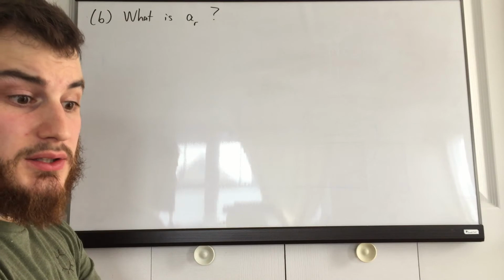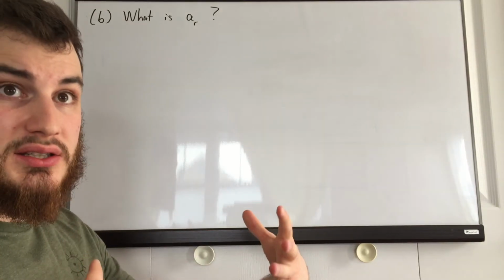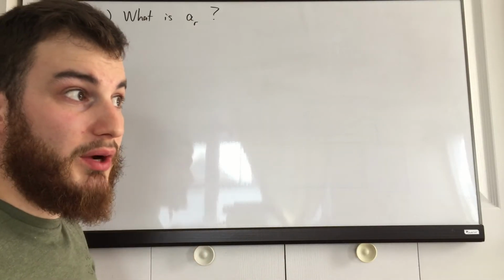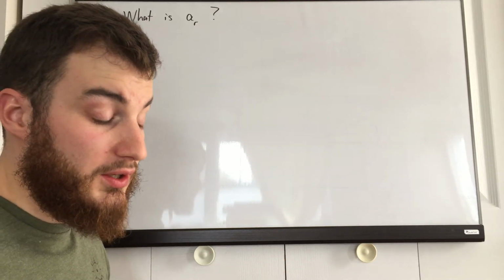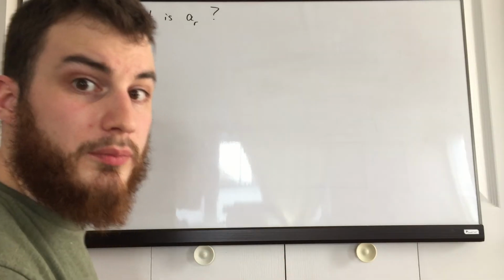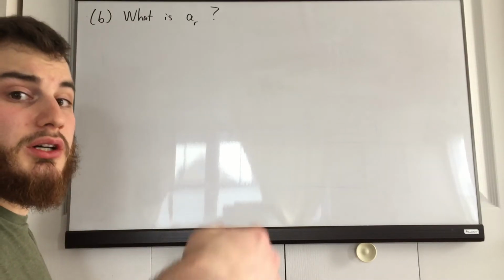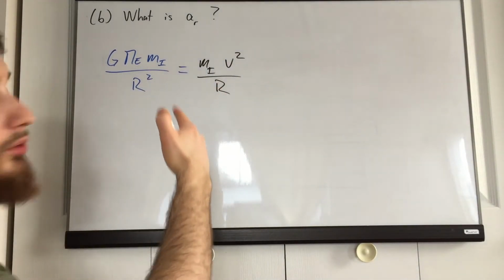Part B asks us to find the gravitational acceleration that the ISS feels, and that's the radial acceleration that is created by the gravitational force. That's it. That's all we're trying to find. And so we have a couple of different ways. From the free body diagram that we had earlier and Newton's second law that we got from that, we ended up with this.